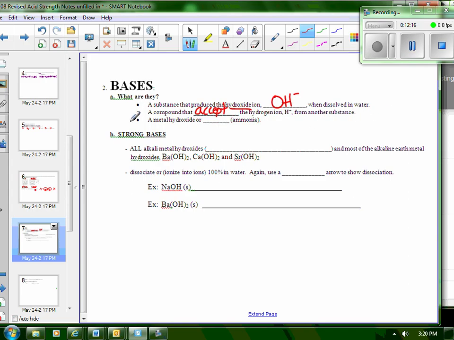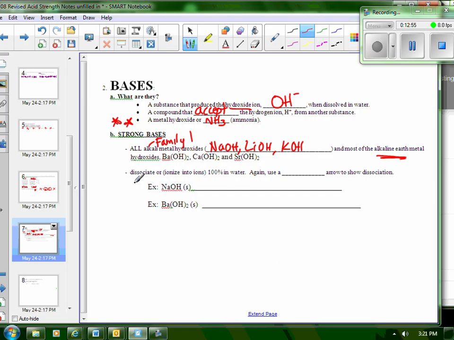How do you recognize bases? This is probably the most important part. A metal hydroxide, or ammonia, which is NH3. So strong bases are all alkali metal hydroxides. Alkali metals are in family 1 on the periodic table. Some examples: sodium hydroxide, lithium hydroxide, potassium hydroxide, you could go down the list. Most of the alkaline earth metals are strong too: barium hydroxide, calcium hydroxide, strontium hydroxide. Again, it's a metal hydroxide.